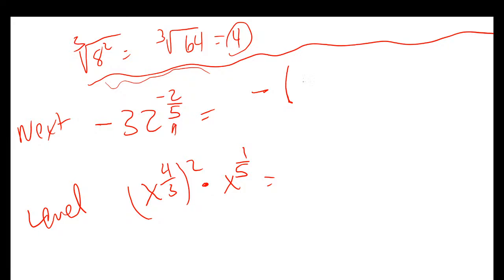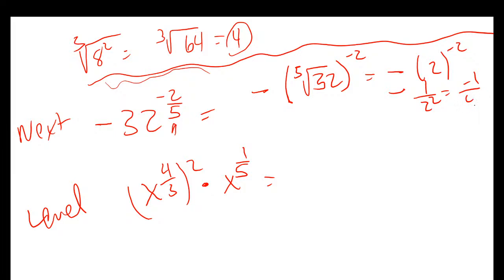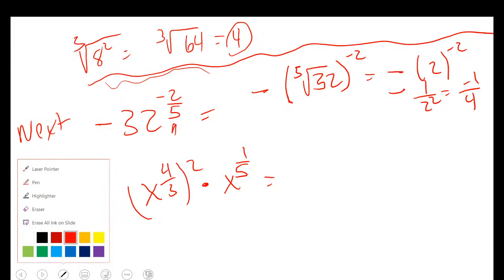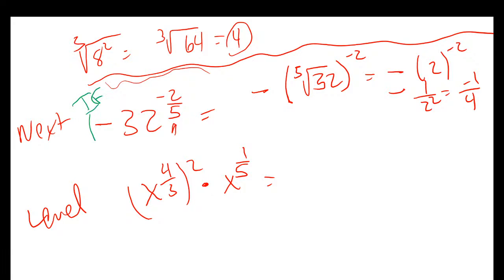And then what you're going to have is the fifth root of 32 raised to the negative 2. The fifth root of 32 is 2. So this is minus 2 raised to the negative 2, which is minus 1 over 2 squared, which is negative 1/4. So for the first one, Eric, it's negative 1/4, not positive 1/4. If the negative were included, it would be positive 1/4.